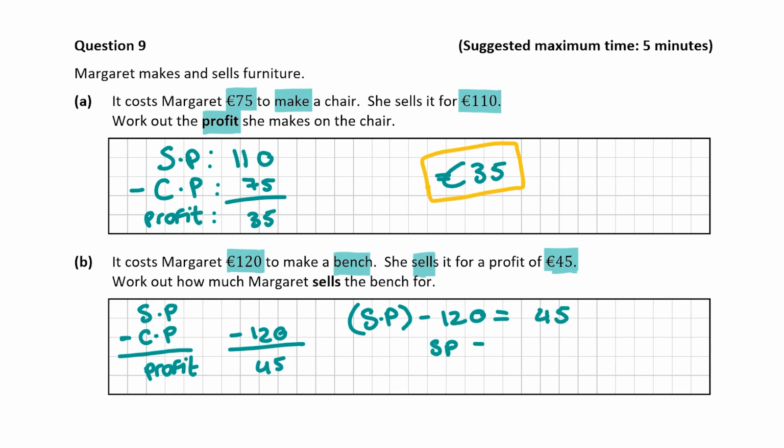So selling price is equal to 45 plus 120. I'm going to move it over to this side. So the selling price is equal to €165, and you can work that out on your calculator if you're not sure that you can do it in your head. So the answer to question B is €165. Now let's move on to question C.